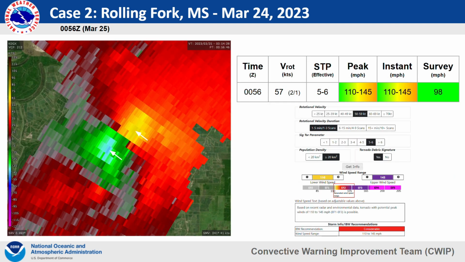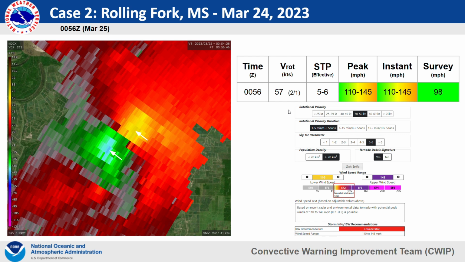So again, this had a mesocyclone going on well before the tornado occurred, but we need to start using the tool after a tornado is reported and we know a tornado is in progress. In this case, the tornado starts just around 0056Z, and so that'll be our first data point for the tool. VROT of 57 knots sampled across the circulation.